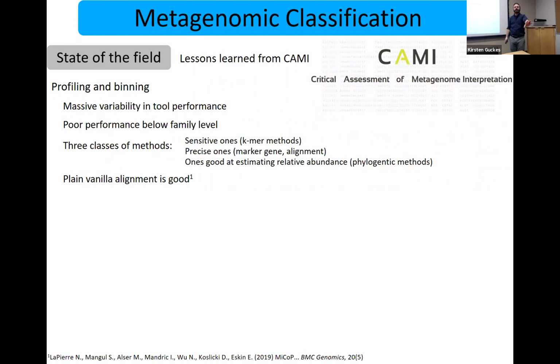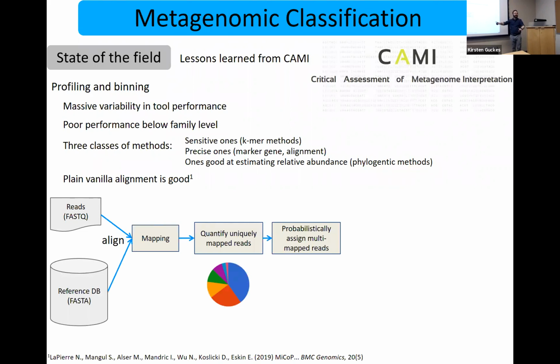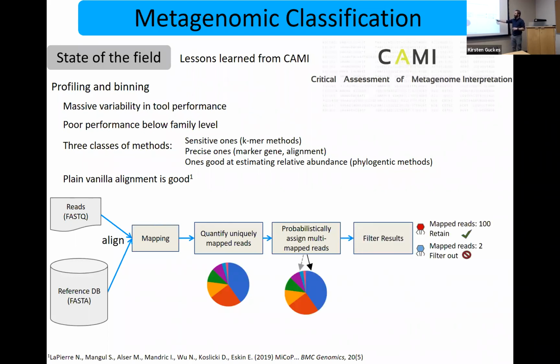I claim, though, that plain vanilla alignment, just taking your database and aligning to it, is still good. If you have your reads and your reference database, you can align straight to it, and then take care of all the peculiarities of your mapping. Some of the reads map uniquely, and that's great. Some of the reads map in multiple places, so you have to come up with a probabilistic model that takes the multi-mapping into consideration. After that, you can do some thresholding on what the coverage across a genome looks like. Am I only getting a bunch of reads on one gene? Well, that organism probably isn't present; it's probably some horizontal gene transfer or something like this. And then you get your results.